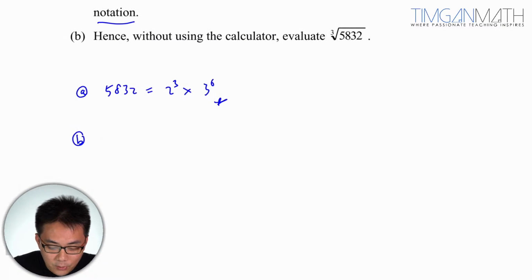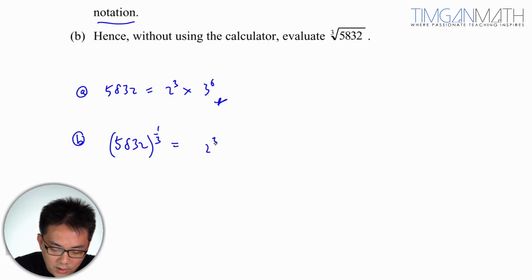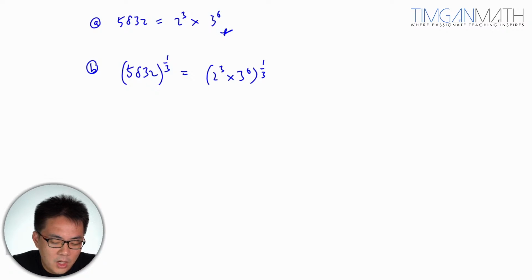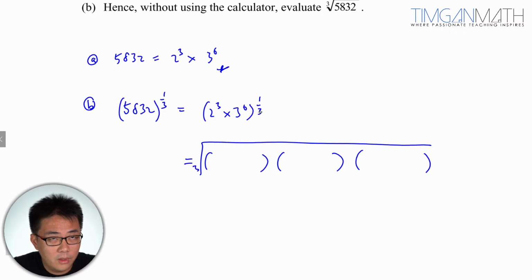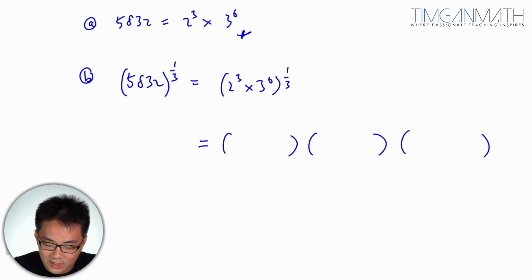So in this case, we have 5832. What we're going to do is find the cubic root, which is a third, right? In this case, this will be 2 to the power 3 times 3 to the power 6, all to the power 1/3. There are many ways to do this. One is to ask yourself, because this is presumably a perfect cube, you just want to find a cube. Or you could just divide the power by 3. That will be the fastest way actually. I prefer that, because it's easier.